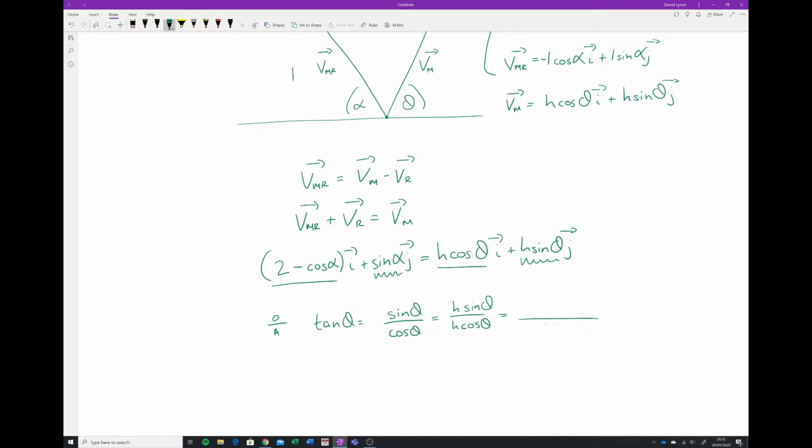Of course, what we were meant to be doing was we were meant to be getting sine, and the sine of theta is this one here. So it is, of course, sine alpha, and it's over cos theta, and h cos theta is this, 2 minus cos alpha. So there we go. That is the thing that we wanted to show. We want to show that tan theta is equal to sine alpha over 2 minus cos alpha.